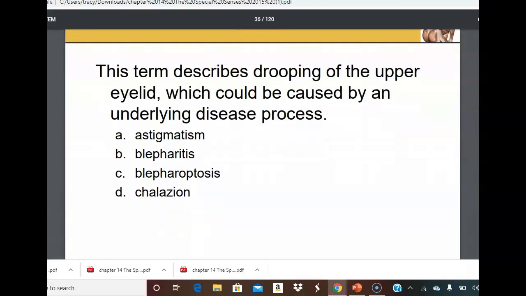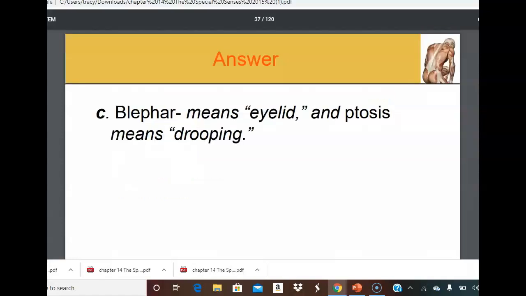So this term describes drooping of an eyelid, which could be caused by an underlying disease process. Remember, we talked about the term blepharo refers to eyelid, and so blepharitis is inflammation, and ptosis would be drooping. Okay.